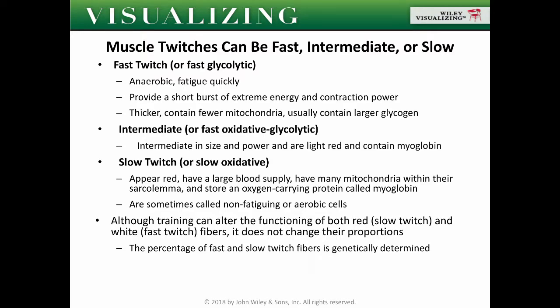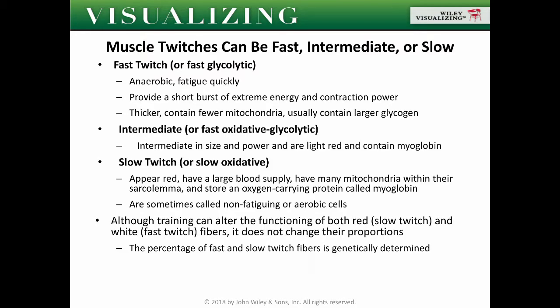Okay, now for the muscle twitches. Muscle twitches can be fast, intermediate, or slow. Fast twitch fibers are usually anaerobic, because anaerobic respiration is faster. They provide short bursts of extreme energy and contraction power. They are found in muscles that are thicker, have fewer mitochondria, and usually contain a larger amount of glycogen.